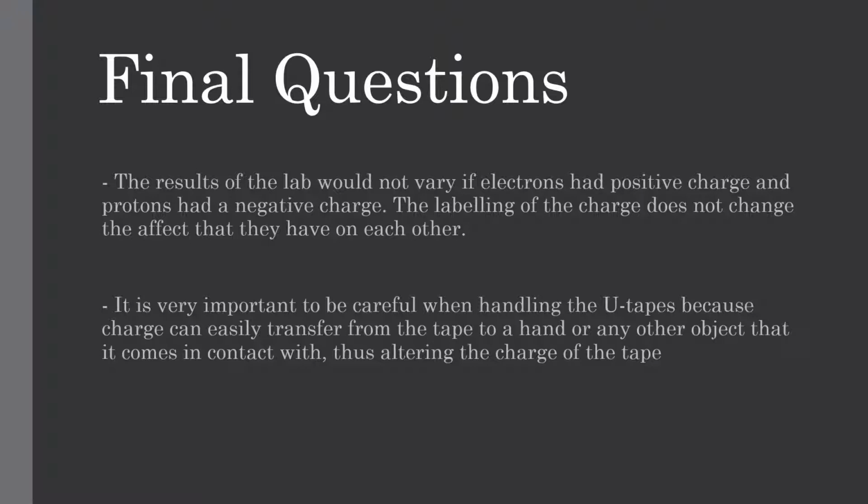If electrons had a positive charge and protons had a negative charge, the results of the lab would have been the same. The human labeling of the charges does not alter the effect that opposite charges attract and alike charges repel one another. Also, it is very important to be careful when handling the U-tape because the charge can be easily transferred by the tape to a hand or any surrounding object that it comes in contact with.